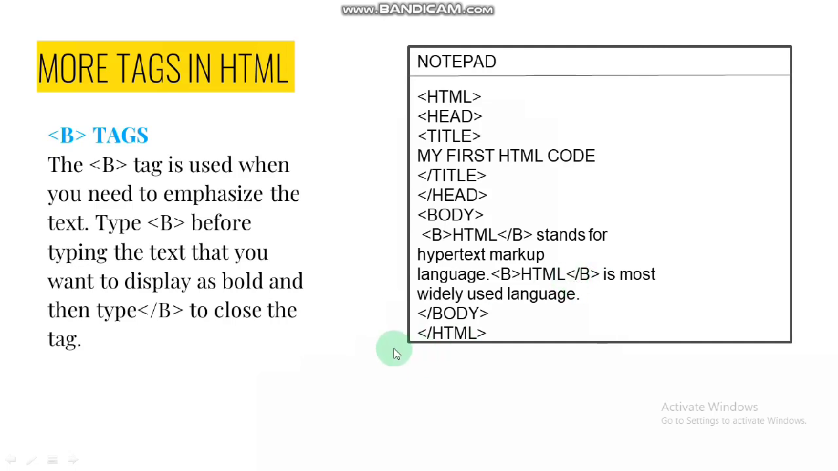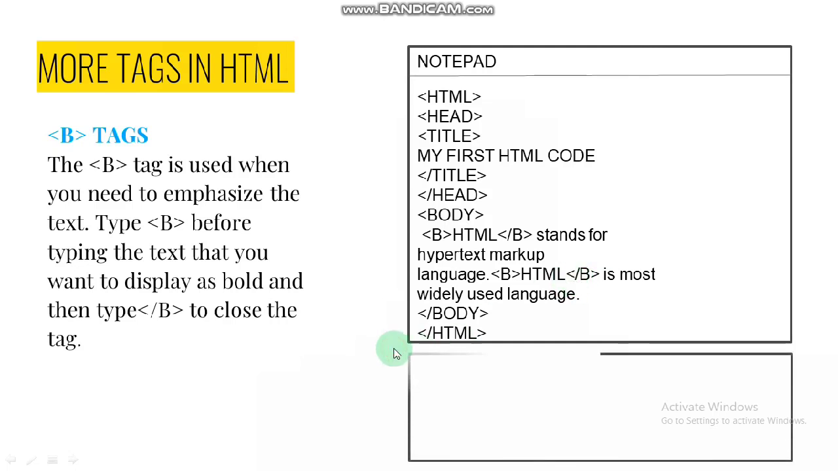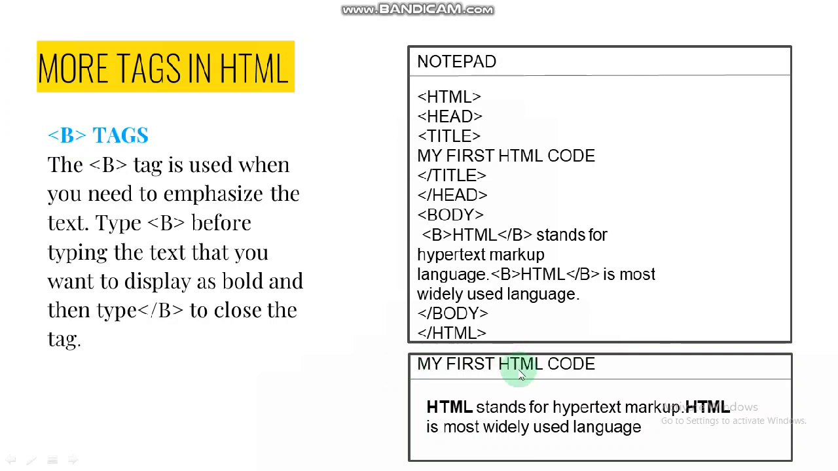Now let's see in the output window how it will be displayed. See, your output window will somehow look like this. This will be your title, my first HTML code, see, title, and then this will be your content. See, HTML is in the bold formatting. Why? Because B tag was used. So that is why HTML here is in the bold, and here also HTML is in the bold formatting. So this is how your B tag will work.